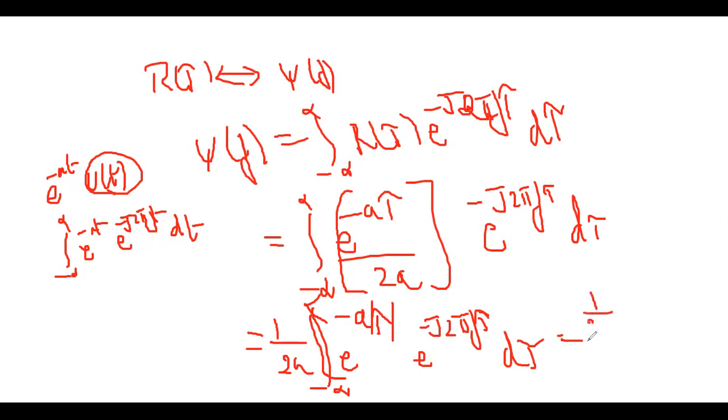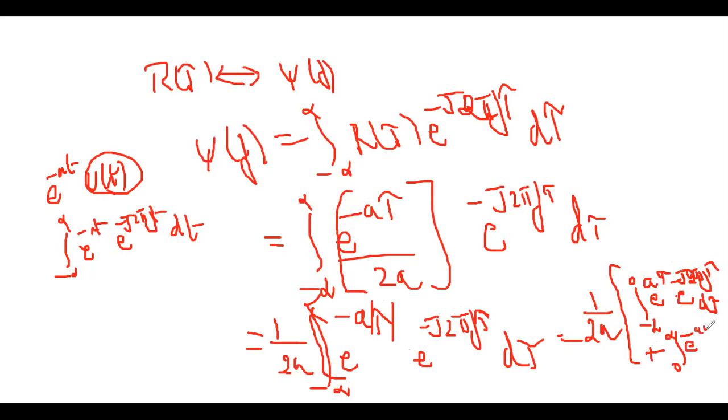The integral becomes 1 by 2a into the integral from minus infinity to 0, where tau is negative, of e power a tau into e power minus j omega tau d tau, where omega means 2 pi f. And the second integral is from 0 to infinity, with positive values, of e power minus a tau e power minus j omega tau d tau. Now the Fourier transformation of e power a tau and the Fourier transformation of e power minus a tau.